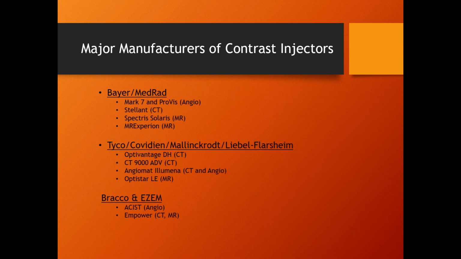Wrong button again. Next one, the second biggest company, but in a distant second, is a company that has changed their name pretty frequently. I don't even have it up on here yet. It's a company called Guerbet, G-U-E-R-B-E-T. They're out of Cincinnati, Ohio, but they started off as Liebel-Flarsheim, then became Mallinckrodt, then Covidien, then Tyco, and now it's Guerbet.